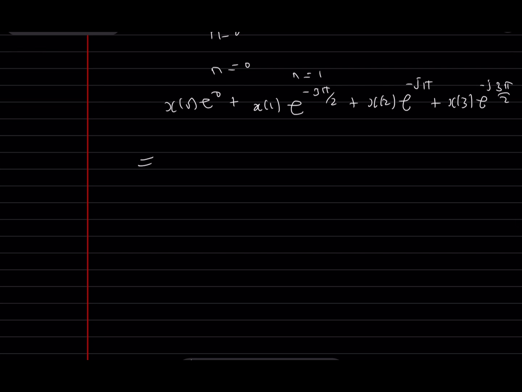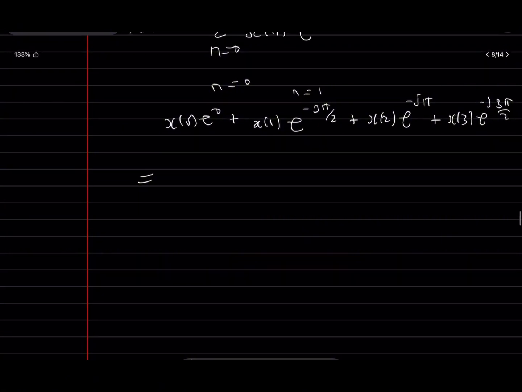When we simplify, obviously the first part, x of 0, is 1, so we get 1 multiplied by 1, because this part is going to give us 1. And then plus x of 1. What is the value of x of 1 per the sequence that we were given? It's 1. And then what is the value of the simplification of exponent negative j pi over 2? That one is minus j.